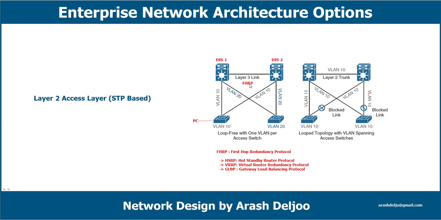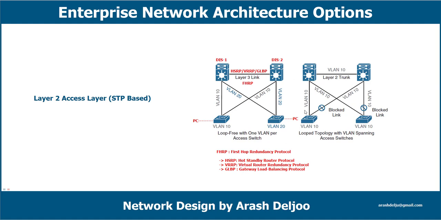Here you can use one of the FHRPs, like HSRP, like VRRP, like GLBP. You know that GLBP is the most efficient protocol because we have the option of load balancing. Actually, the computers in VLAN 10 can use both of these distribution switches, and also here the computers in VLAN 20 can use distribution 1 and distribution 2.